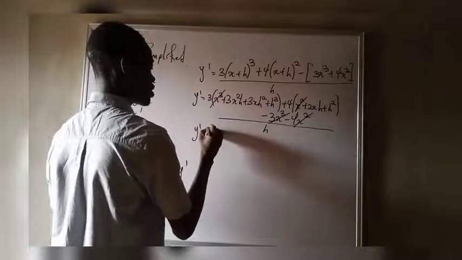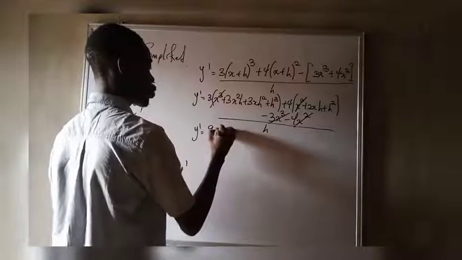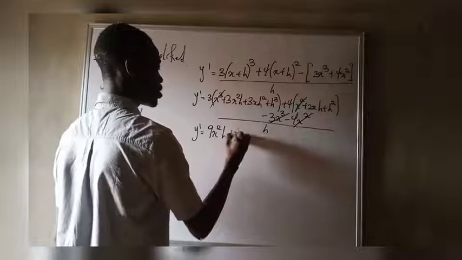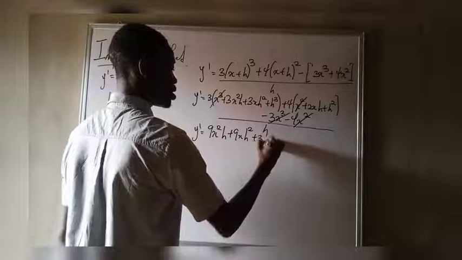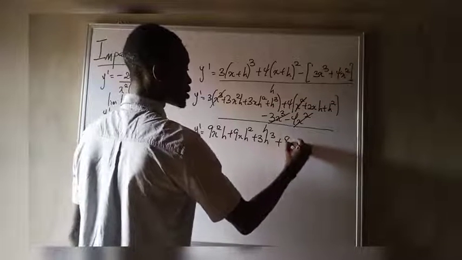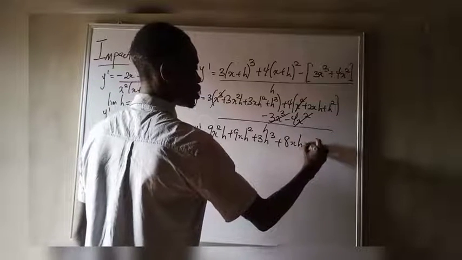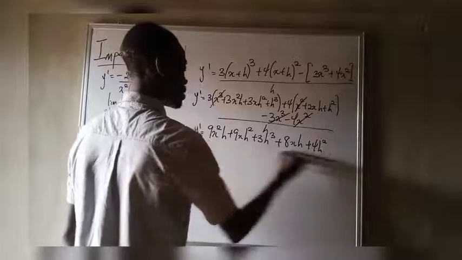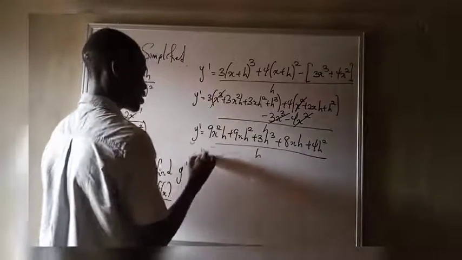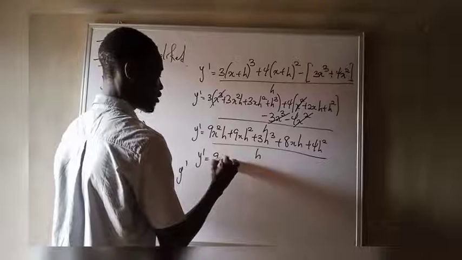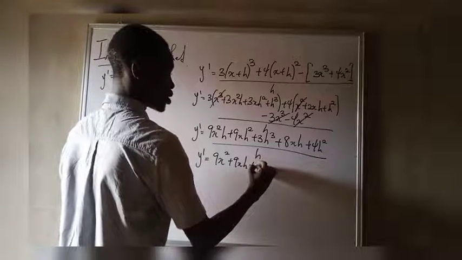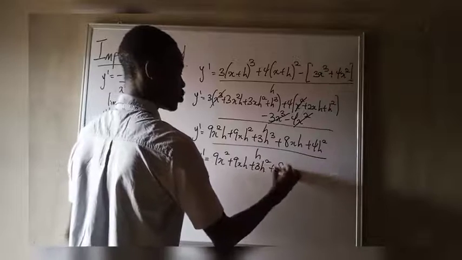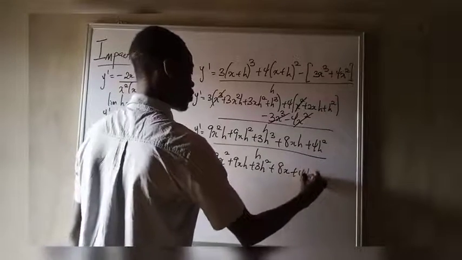So if we expand this, we have about 9x squared h. This time this will give us 9xh squared. This time this will give us 3h cubed. We have 8xh plus 4h squared, then divided by h. So let's divide through by h. What do we have? We have 9x squared plus 9xh plus 3h squared plus 8x plus 4h.